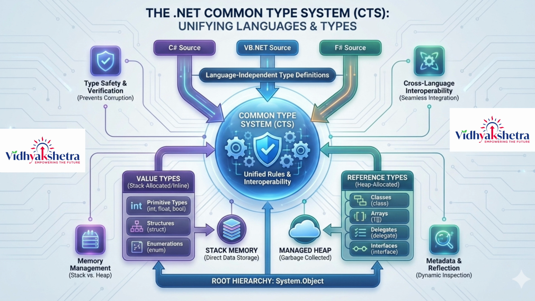Reflection is possible because CTS ensures consistent type information. At runtime, applications can inspect types, discover members, and invoke methods dynamically. This capability is widely used in frameworks, dependency injection containers, and serialization libraries. CTS also supports versioning. Because type definitions are stored in metadata, different versions of assemblies can coexist without conflict. This helps avoid the DLL hell problem that existed before .NET.